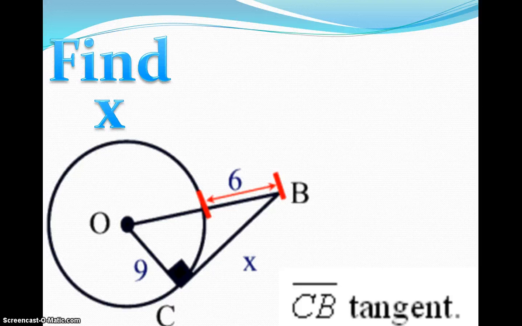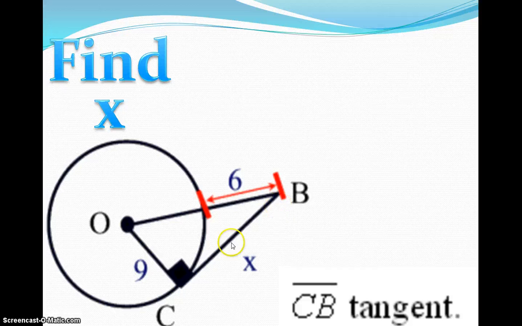So our first question: I'd like you to find the value of x. Knowing that CB is tangent to my circle, and I have a center of my circle which is O. I know that the distance from O to C is 9. The distance from O to B is unknown. I have a distance of 6 here from B to the circle itself, and then x is the distance there. I'd like you to pause this video and see if you can figure out what x actually is.